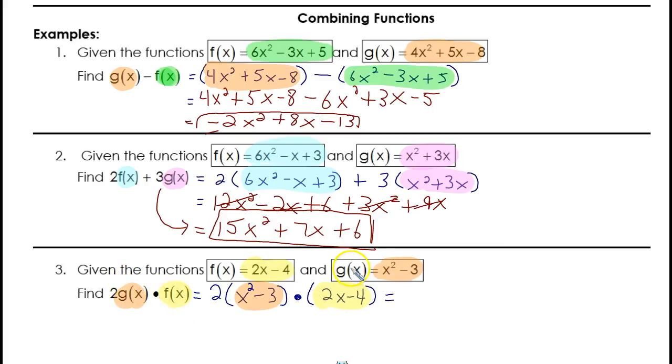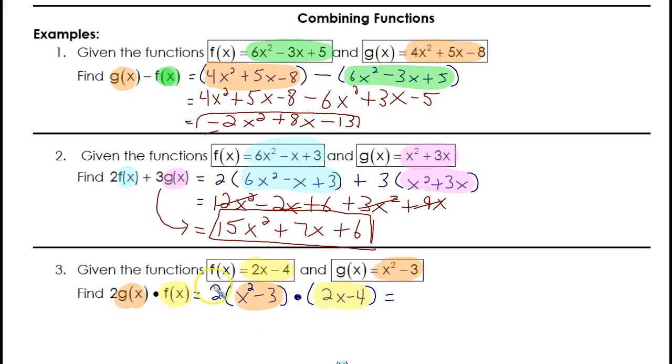It allows us to say, oh, the g function is this one right here, x squared minus 3. That's what I'm going to multiply 2 by. And then I'm going to multiply after that the 2 times the g function times the f function, which is 2x minus 4. So I've got this multiplication.